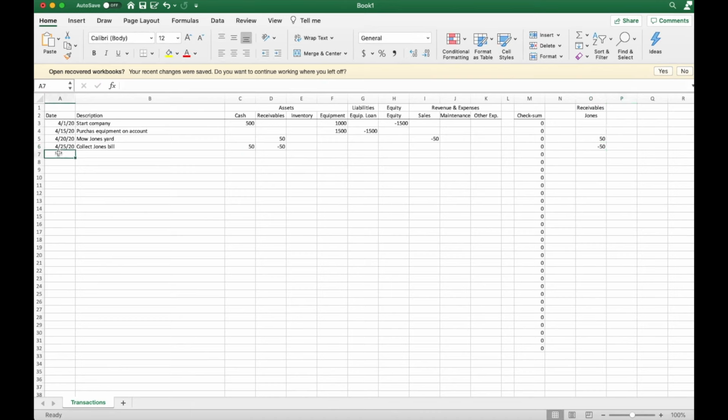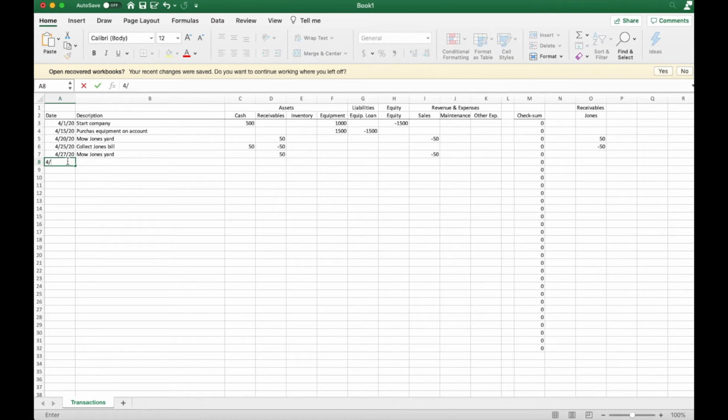Now moving on, let's say April 27th, I'm going to mow the Jones yard again for $50. So there's my receivable when I bill them, or they haven't paid me yet. Again, I get my sales of $50, which is entered as a negative because it's a credit, or the other side of an asset.